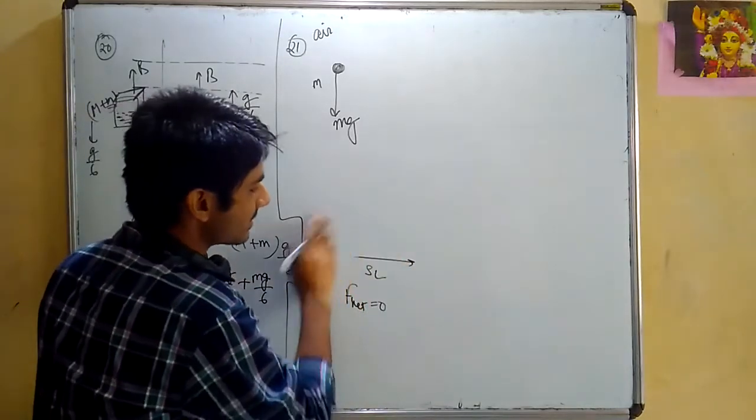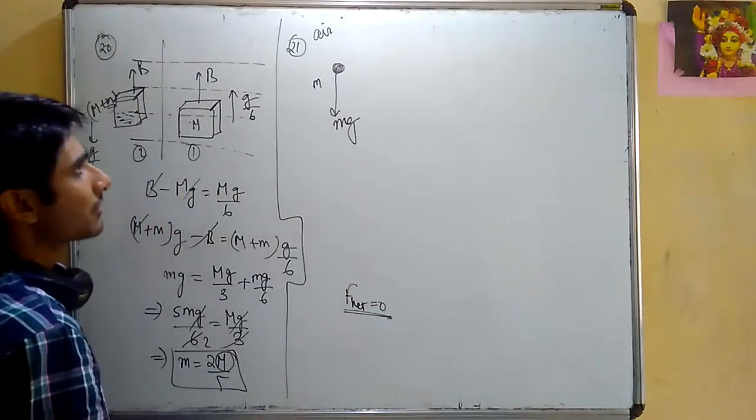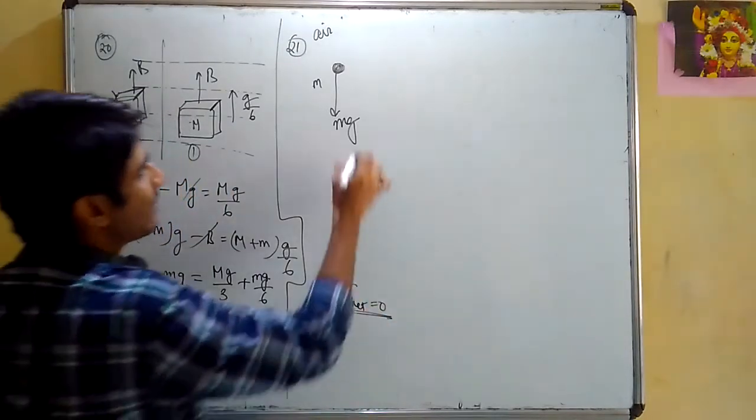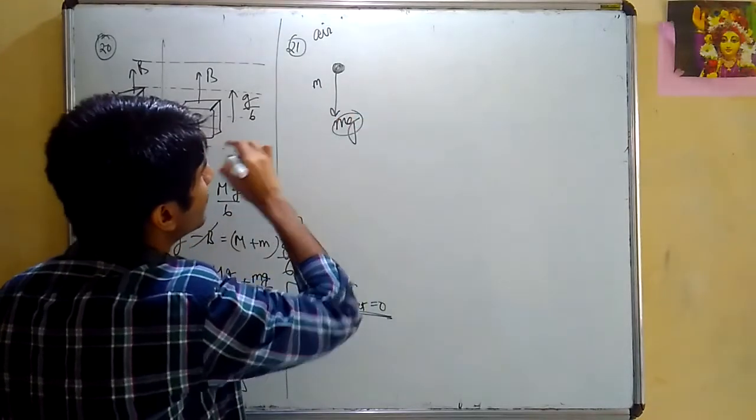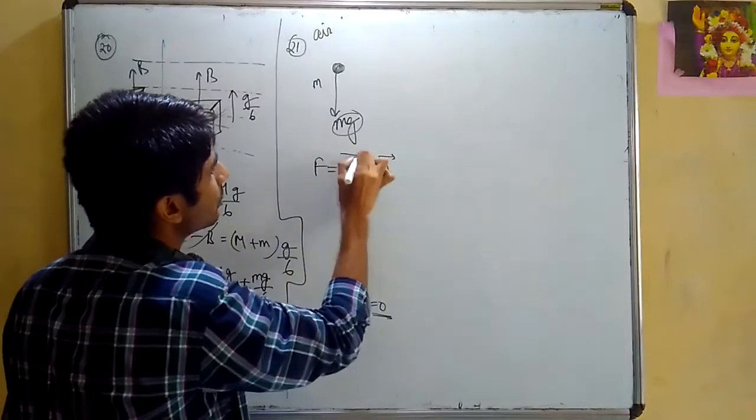Just see, for example, the net force has to be 0. This is the clue. So mg acts vertically downward. Now this force F will act such that F is what? V cross A. It is given to you in the picture.